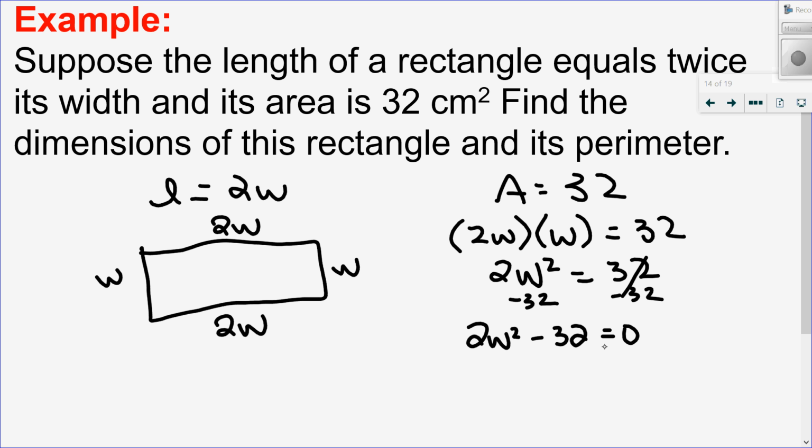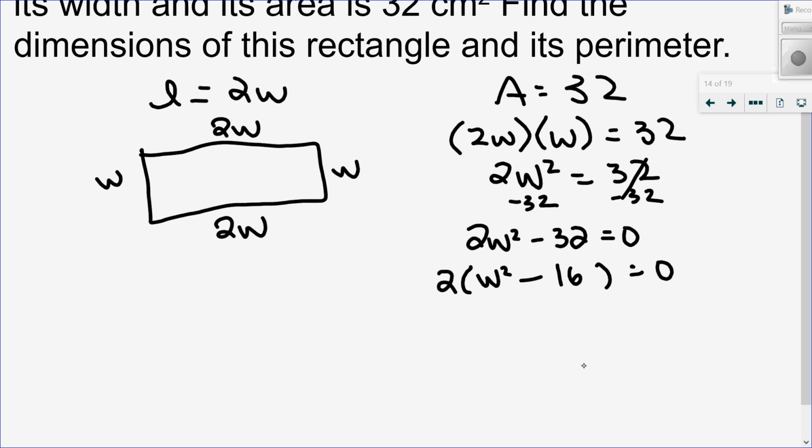So remember I said the very first thing you check for is greatest common factor, and this in fact has a greatest common factor of 2. So 2w squared divided by 2 is w squared. 32 divided by 2 is 16. That's just a difference of squares. So I can further factor that. So the square root of w squared is w. The square root of 16 is 4. Add one set, subtract the other.